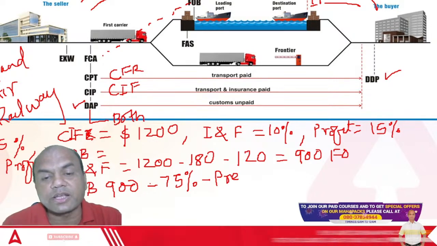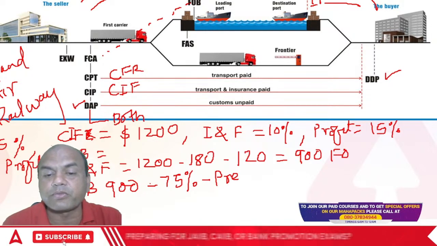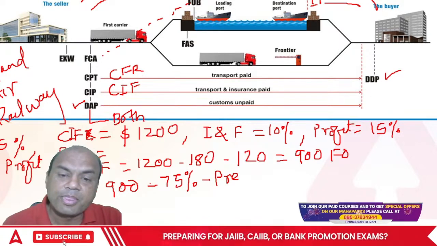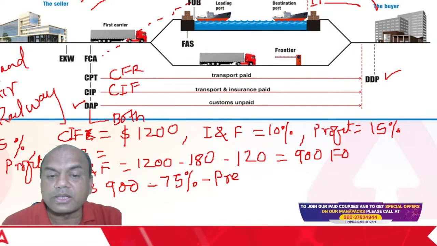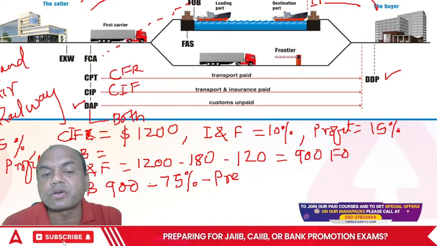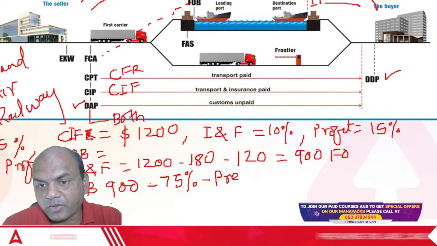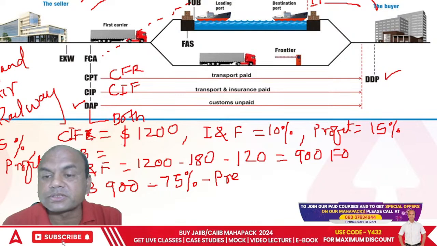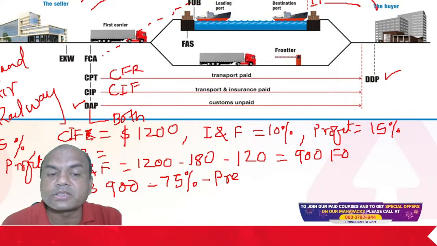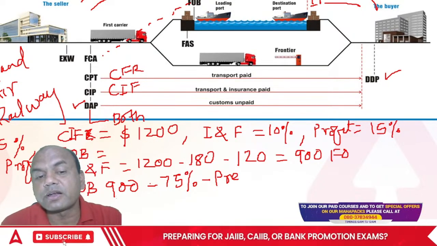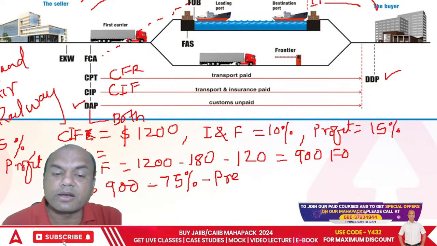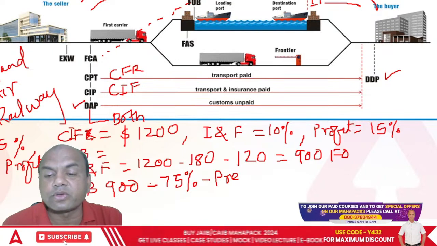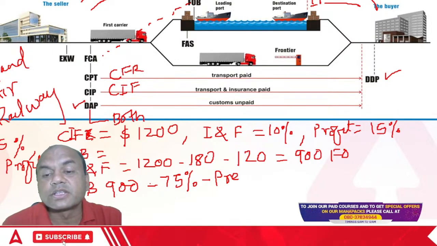CIF is 1200, insurance and freight is 10%, profit is 15%. What will you do? First, you find out the 10%. What is the 10% of 1200? That is 120. Okay. Then again, profit is 15%. Find the profit of 15% from this 1200 itself. So 1200 into 15%, 180. So now subtract this. 1200 minus 180 minus 120. So you get it as 900. So this is FOB value.